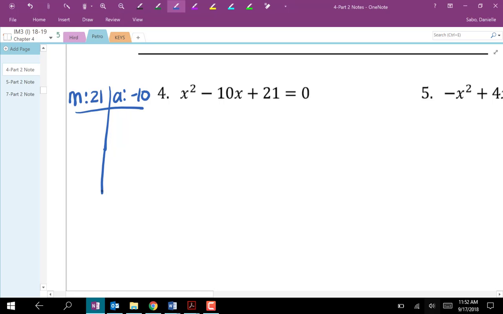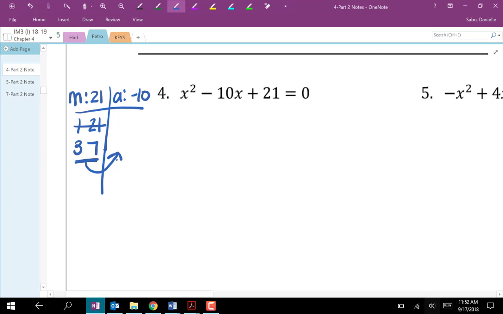Okay, so again, in order, if you weren't here, 21 divided by 1 is 21. It's not going to work. 2 doesn't work, so I'm not going to do it, but 3 does. What's 21 divided by 3? 7. These are going to be the numbers I'm going to use. But the question is, what are the signs?